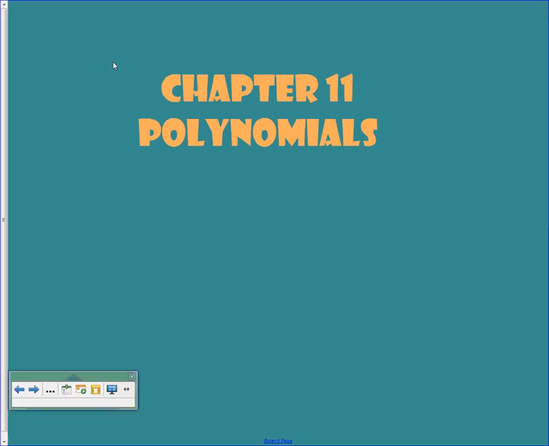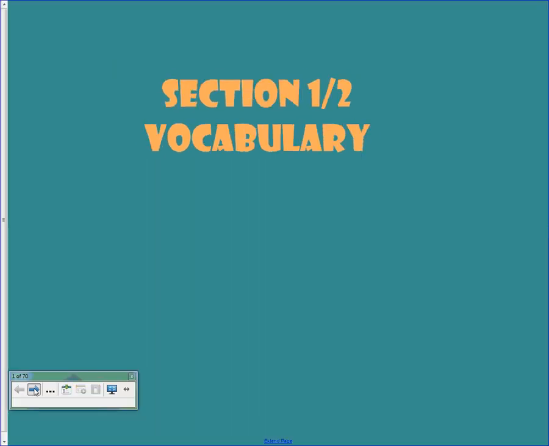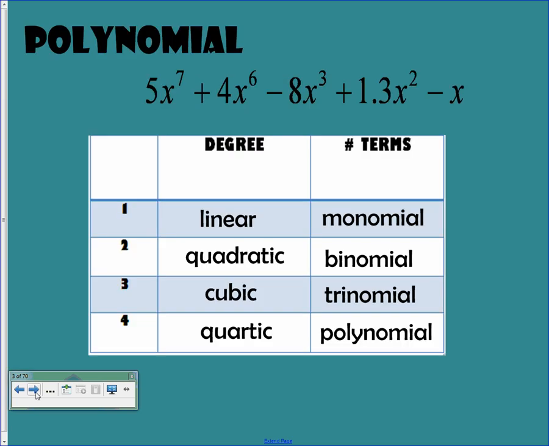Chapter 11 is about polynomials, and the first two sections deal with vocabulary and just the basics of polynomials. So if we take a look at our first polynomial, there's our example, 5x to the 7th plus, and so on. A polynomial means there are multiple terms and they are all being added or subtracted. So all of these are going to be a plus or a minus sign.